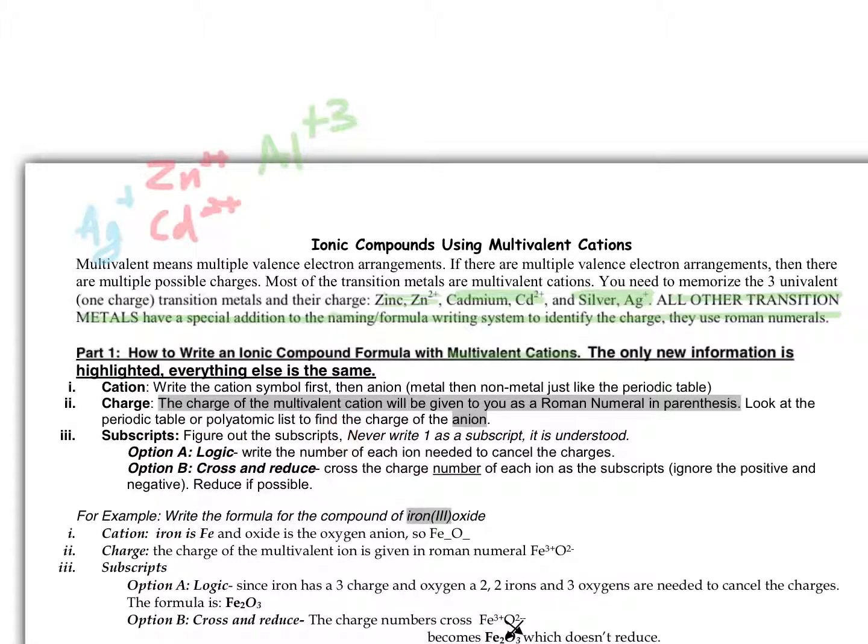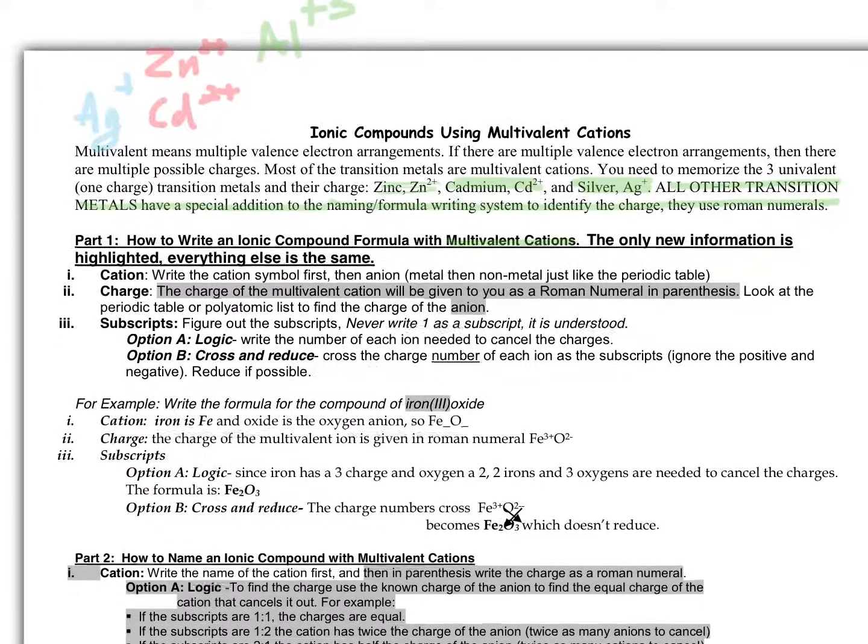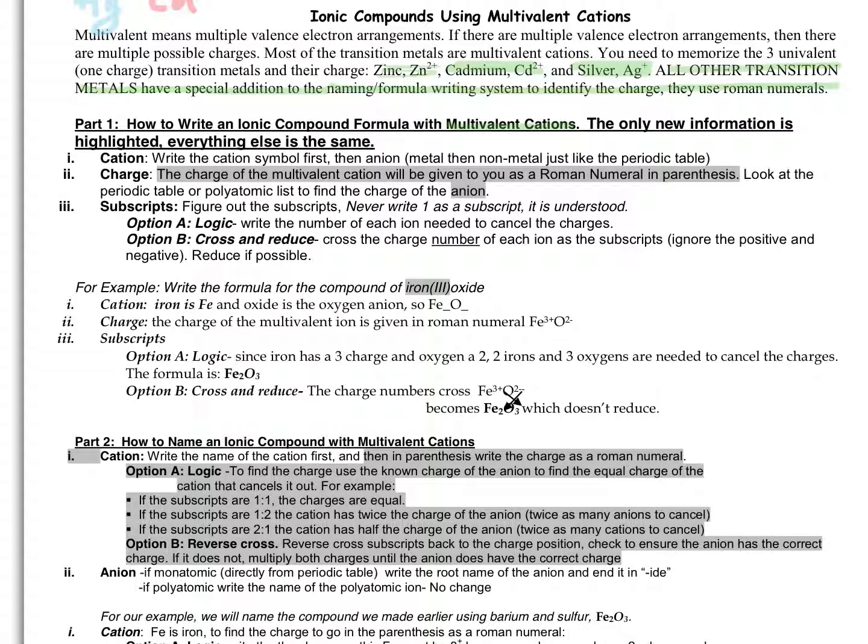To figure out the subscripts, nothing has changed. Use logic, balance out the charges, or use cross and reduce. So for example, if I want to write the formula for the compound iron(III) oxide, then I need to write them out, cation first, iron, so Fe, then anion, oxygen, O, so I have FeO. Look at their charges. Fe has a 3+, O has a 2-. I can use logic. If this has a 3 charge and this is a 2 charge, I need 2 of these and 3 of these. Or use cross and reduce.